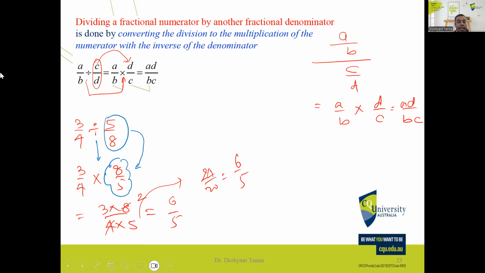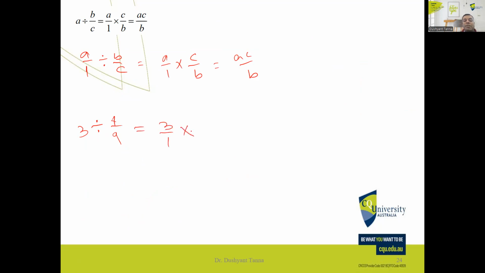We are almost there. A divided by B over C. That is treated as A over 1 divided by B over C. Again, the flipping rule stays the same, C over B, and that is AC over B. Example, 3 divided by 4 over 9. That is 3 over 1 times 9 over 4.